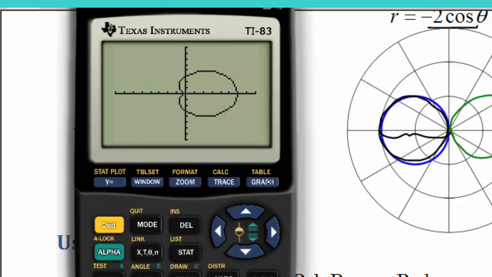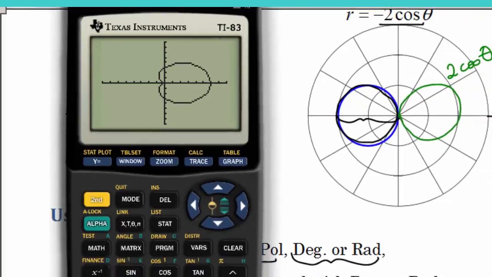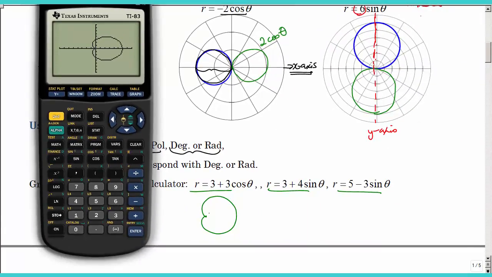Okay, so we have this heart-shaped looking thing. It's symmetric with respect to the x-axis, which you should expect because it's cosine. If you look from here to here, there's a distance of 3. That's 3. And all the way across is 6. And yes, that has something to do with those numbers. Okay, so let's see what happens when we do 3 plus 4 sine theta.